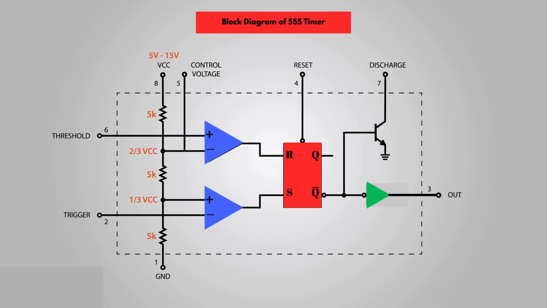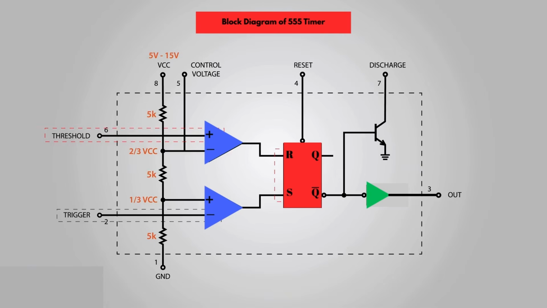The first comparator's negative input terminal is connected to the 2/3 reference voltage at the voltage divider and the external control pin, while the positive input terminal is connected to the external threshold pin. On the other hand, the second comparator's negative input terminal is connected to the trigger pin, while the positive input terminal is connected to the 1/3 reference voltage at the voltage divider. So using these 3 pins, trigger, threshold and control, we can control the output of the 2 comparators, which are then fed to the R and S inputs of the flip-flop.